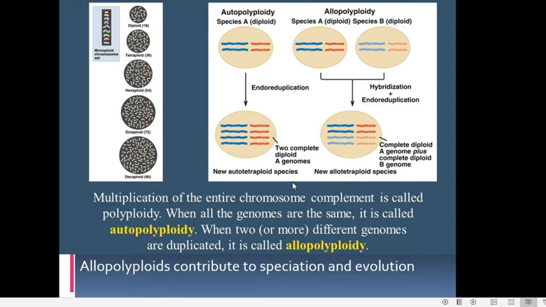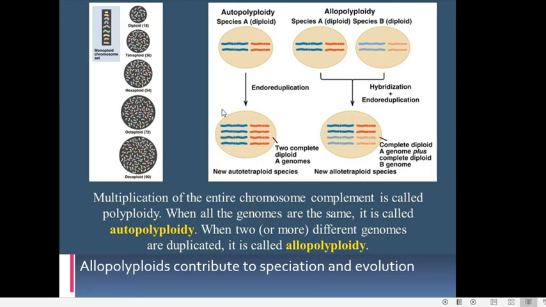And the allopolyploids are organisms which receive their chromosome sets from different species, whereas autopolyploids are organisms which receive all their chromosomes from one and the same species. This arises only by endoreduplication, whereas this arises first from hybridization, thereafter followed by endoreduplication.